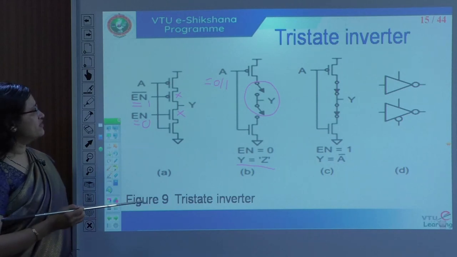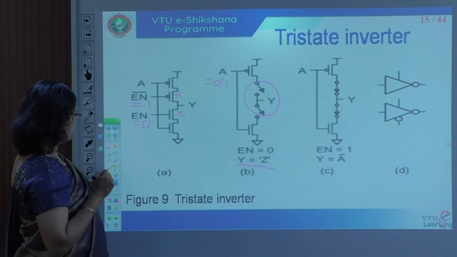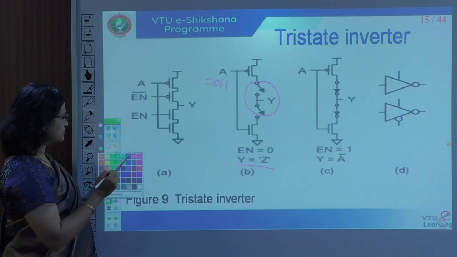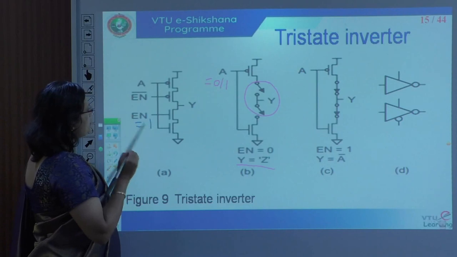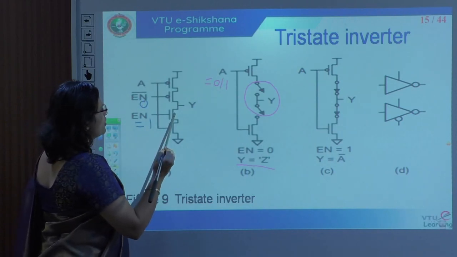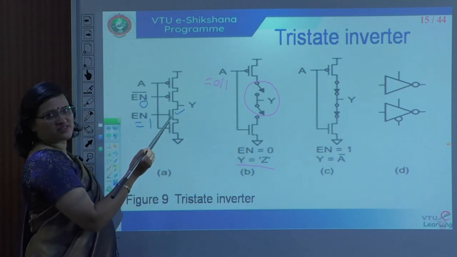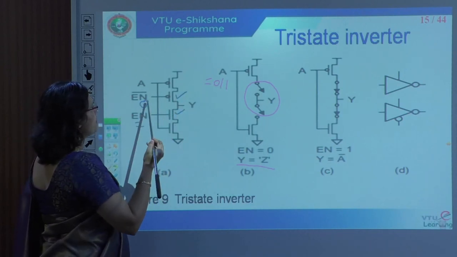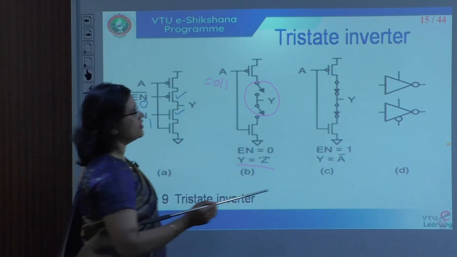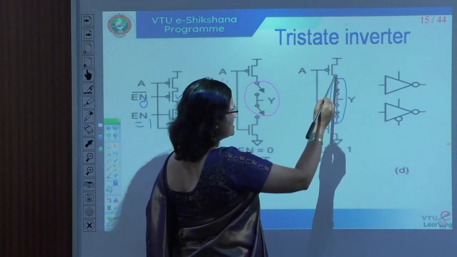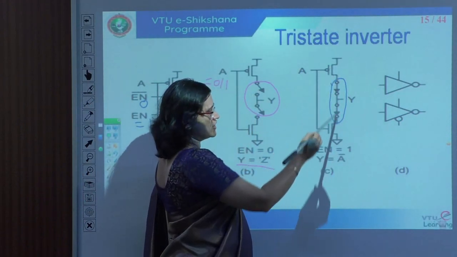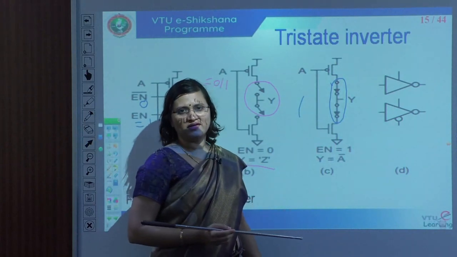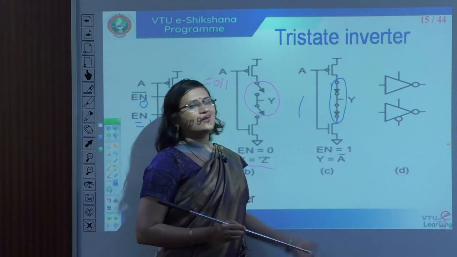Now, if we give the enable input as 1, so enable bar will be 0. This transistor is turned on because it is an NMOS transistor, so when you apply a gate input voltage equal to 1, it is turned on. This is a PMOS transistor, when you apply gate input as 0, this transistor is also turned on, that means both the switches are closed. If both the switches are closed, it creates a path over here. Now the circuit will work like an ordinary inverter, like how the CMOS inverter works.